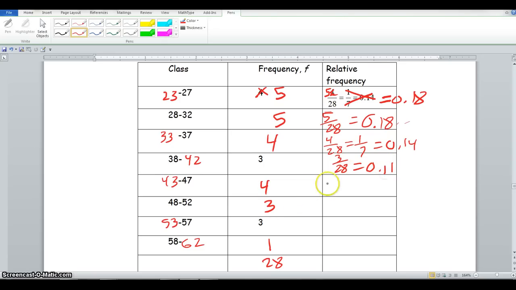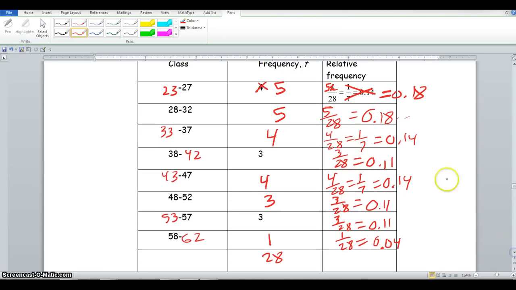Then we already know 4 over 28, which is 1/7, is about 0.14. Then we have 3 over 28, which we already have, which is about 0.11. 3 over 28 again, which is about 0.11. And then we have 1 over 28, which gives us about 0.04.